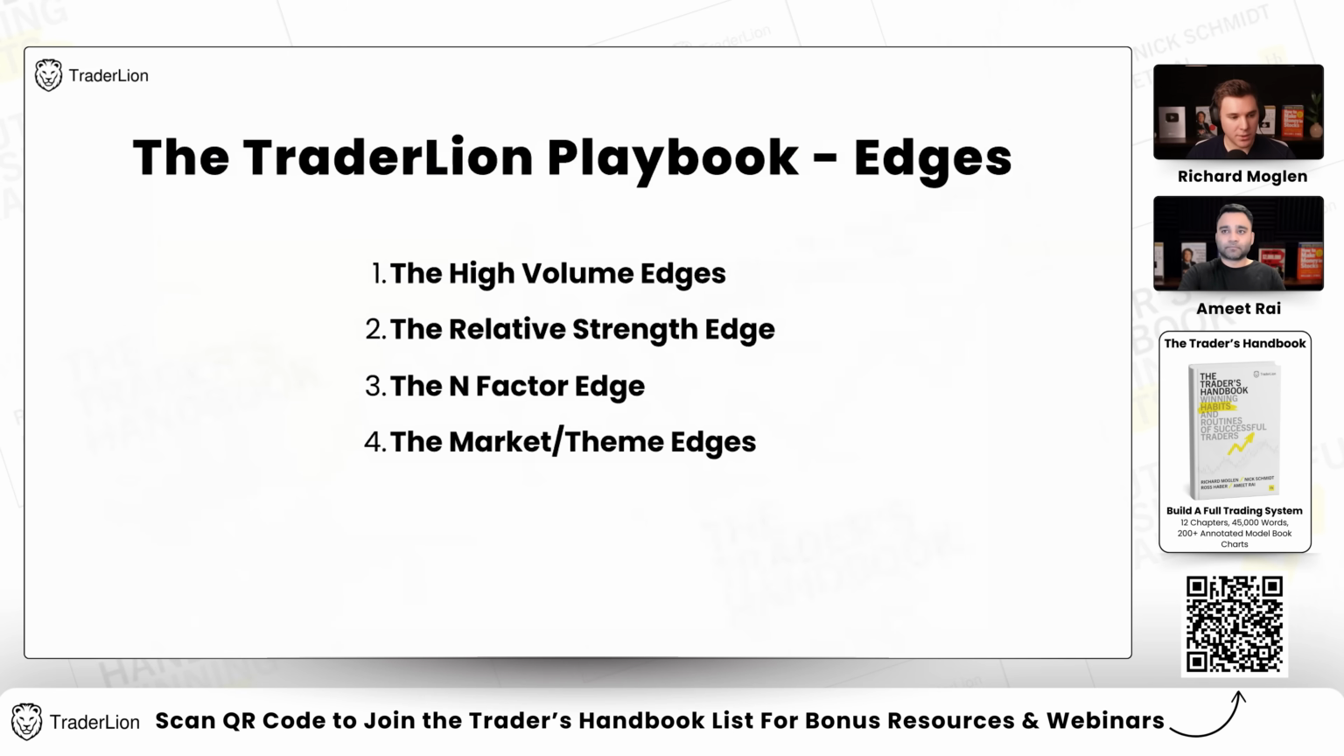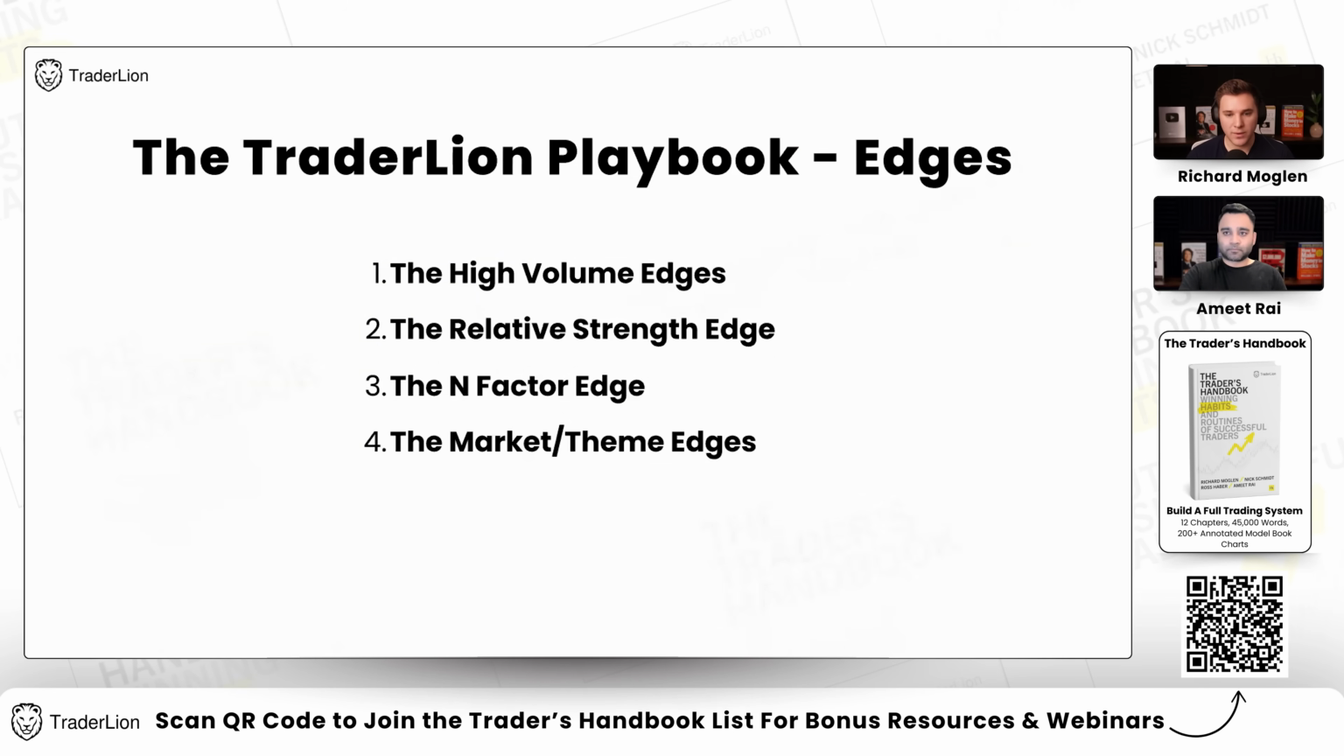All right, so getting into the edges here. This is kind of the TraderLion playbook. These are the main ones that we use. We've got number one, the high volume edges, which Rye will dive deep into. Number two, the relative strength edge. Number three, the N factor edge, which is also the N in CAN SLIM, the new factor.